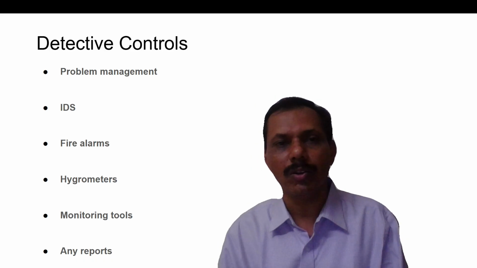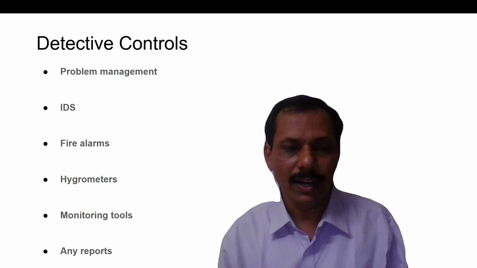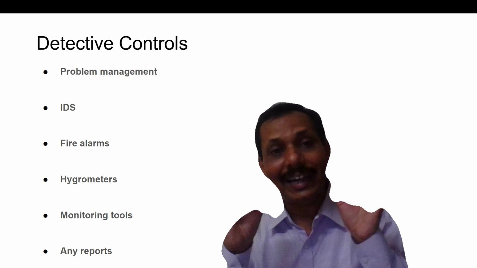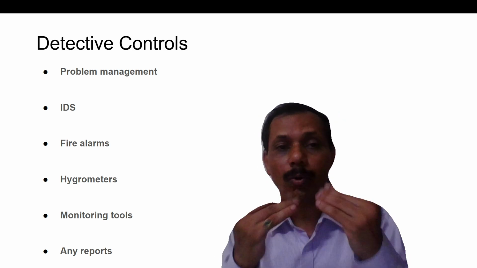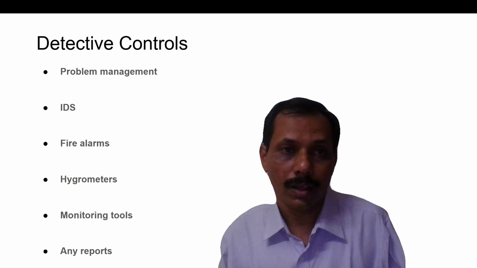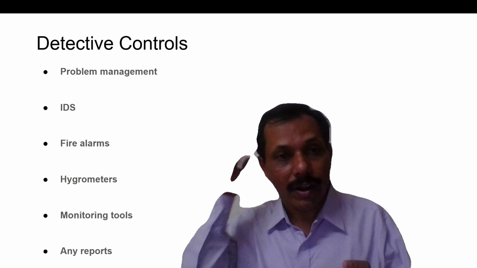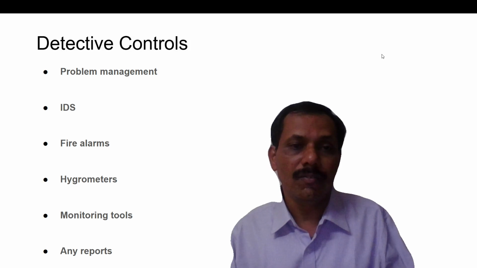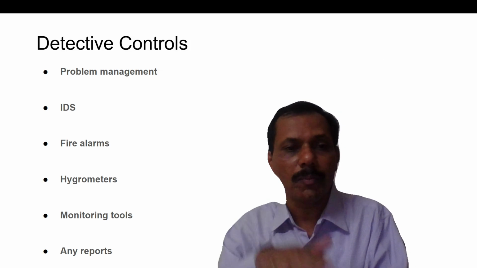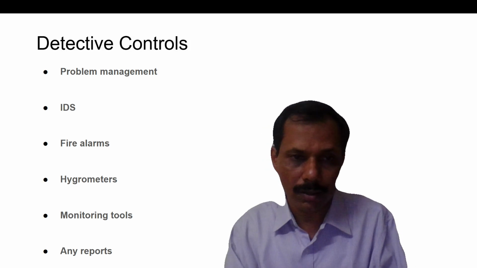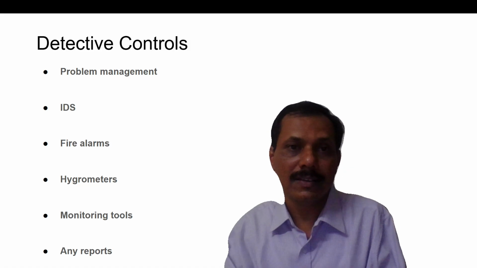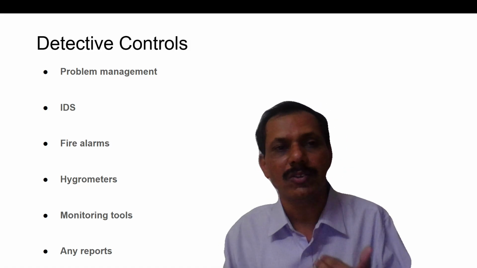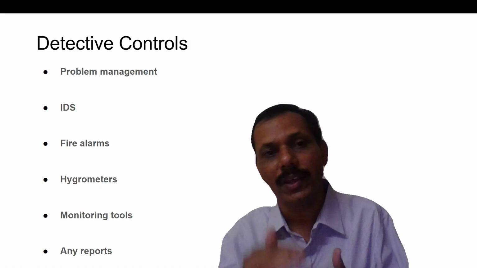Detective controls will not prevent anything. Detective controls will not correct anything. Detective controls will detect that something has happened and will report it to you. Remember, preventive controls and deterrent controls will try to reduce the probability of something bad happening to your organization. Similarly, a combination of detective controls and corrective controls will reduce the impact if something happens.